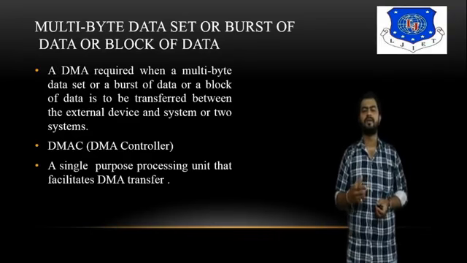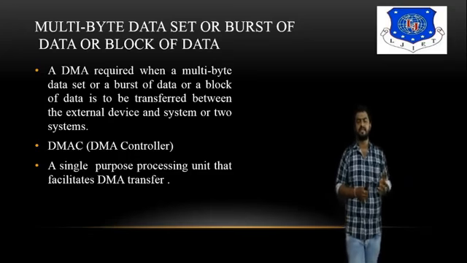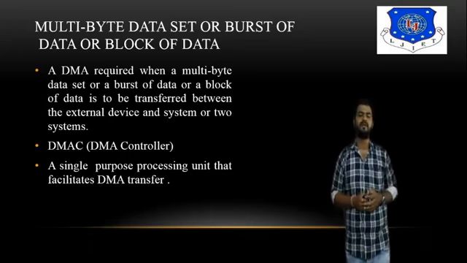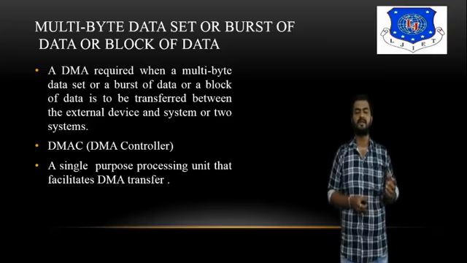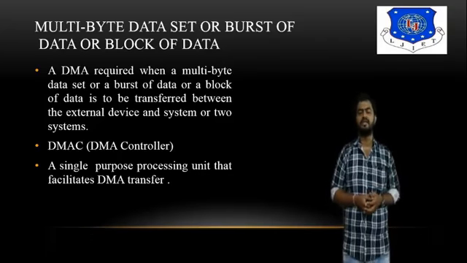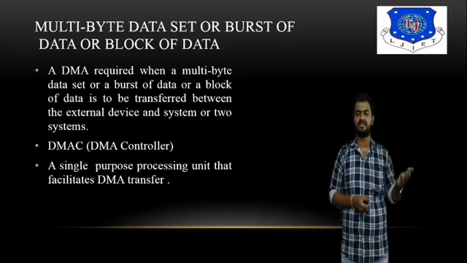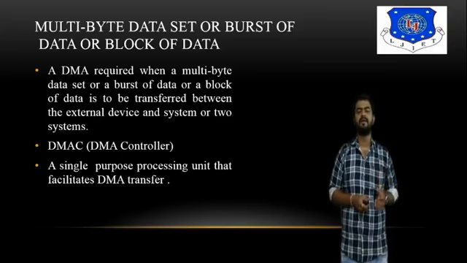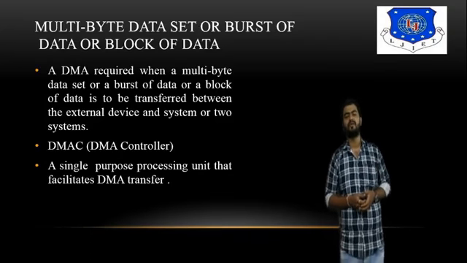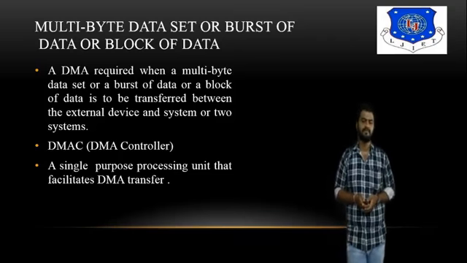Multi-byte data set or burst of data or block of data. So basically, if you're talking about multiple bytes at a time, multiple data is transmitted at a time. A DMA is required when a multiple byte data set, a burst of data or a block of data is to be transferred between the external devices and the system, or between two systems. So basically, we are talking about the DMAC, the DMA controller. DMA controllers play a main role when you have to transmit data from one side to the other. It is a single purpose processor unit that facilitates the DMA transfer. So basically, in that case, we focus on a DMA instruction set, meaning we have to transmit the data from one side to the other only.